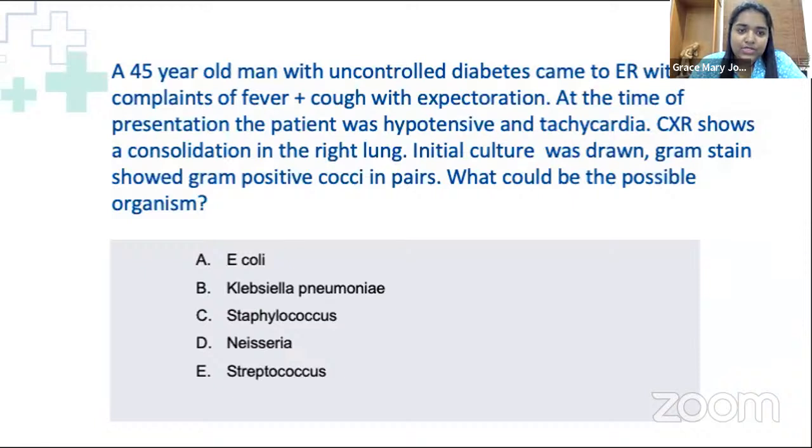So these are the options. I would like you to take a moment and try and see what this organism is. When you get a culture, it is important that you understand the basic morphological differences between various organisms. So here is a gram-positive cocci in pairs. So the answer to this one is Streptococcus.